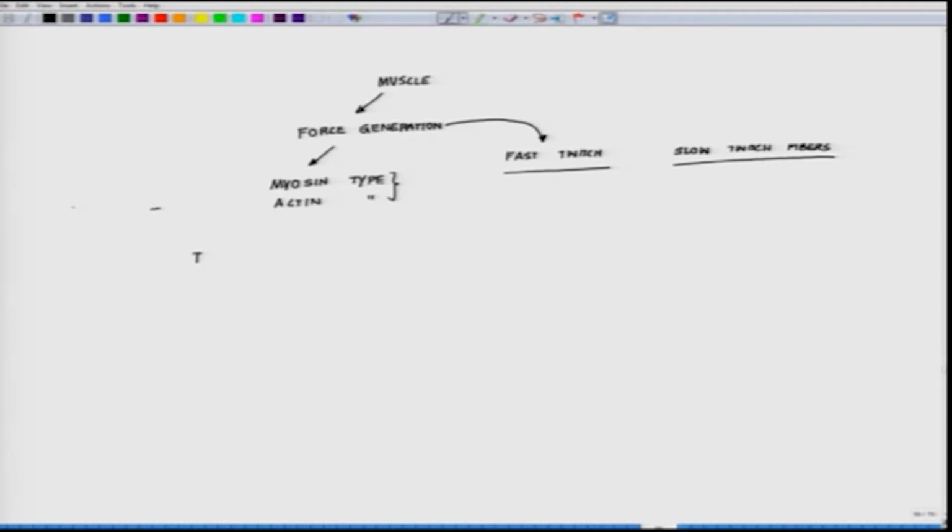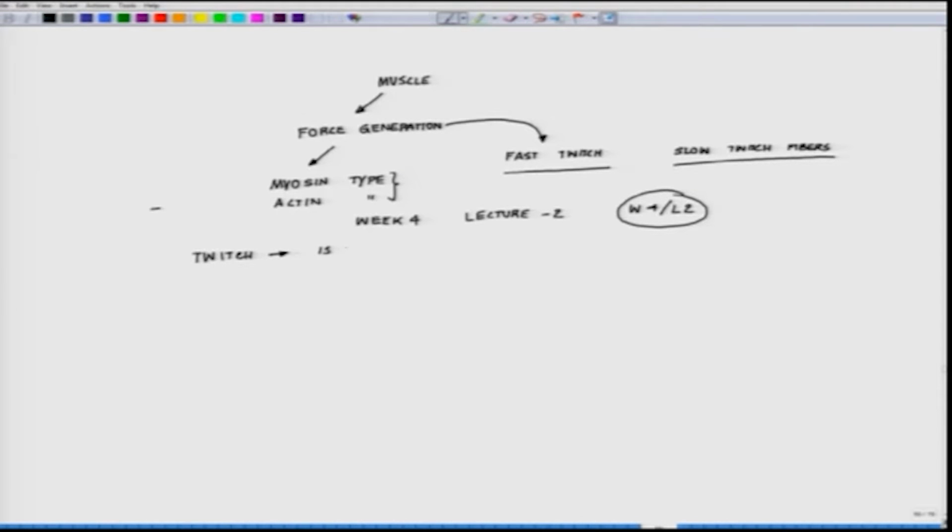So, let me put it, this is our lecture 2, week 4, W4/L2, that is where we are resuming. Okay. What is the definition of twitch? Twitch is the fundamental unit of muscle contraction.